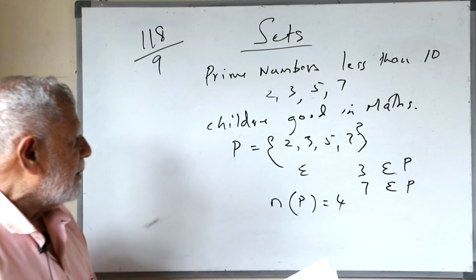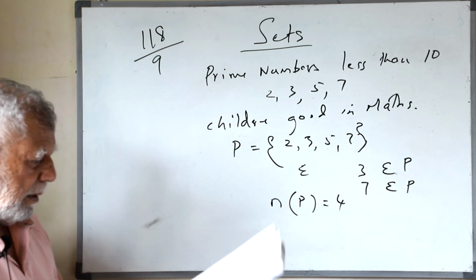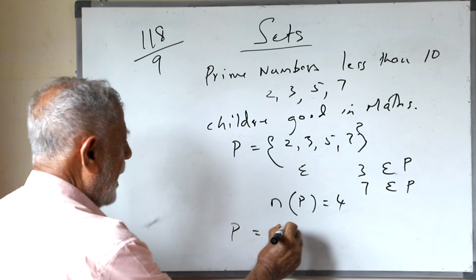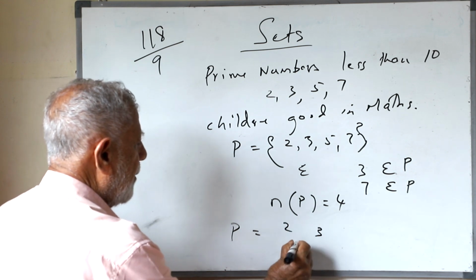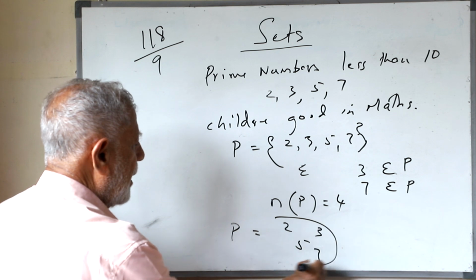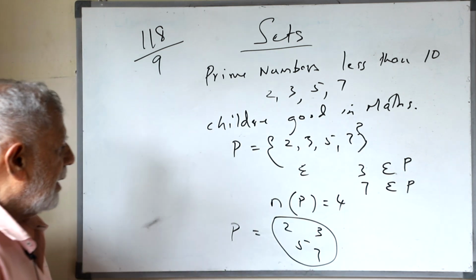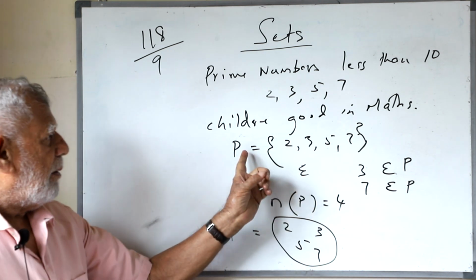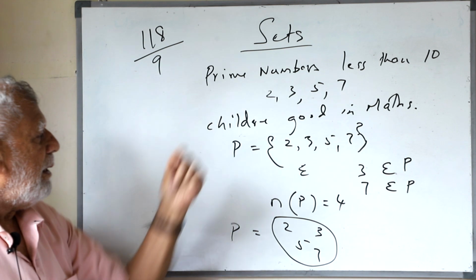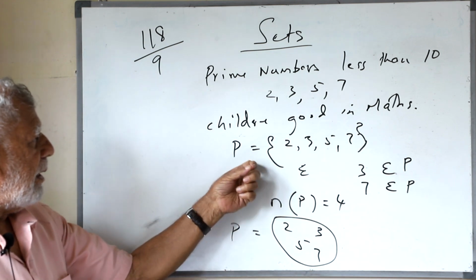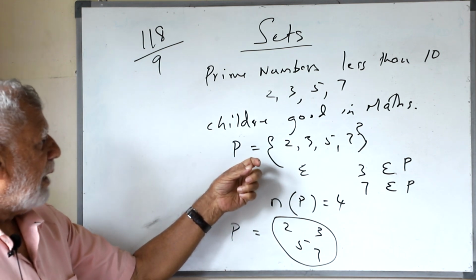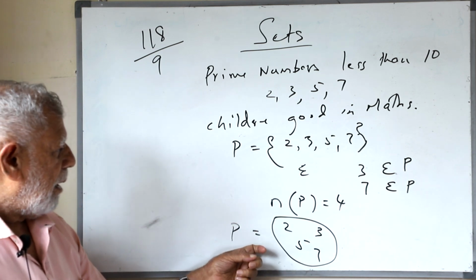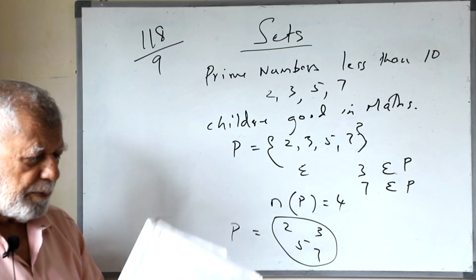And we can also write this in a Venn diagram. We can write P equals 2, 3, 5, 7 in a Venn diagram. This is a Venn diagram circle. So these are three ways of expressing: you describe the set, that is prime numbers less than 10, and we write this in element form, P is equal to 2, 3, 5, 7, and we write this in the Venn diagram.